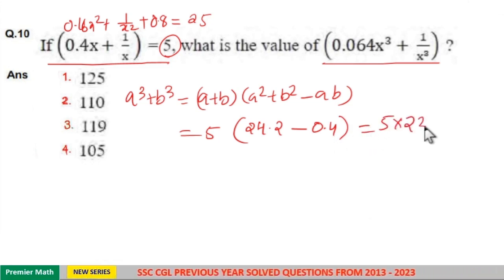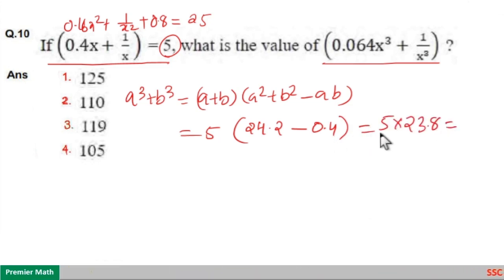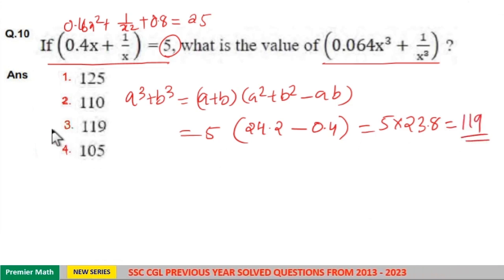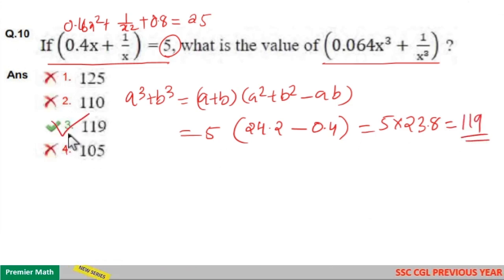So 5 into 23.8: 5 into 20 is equal to 100, 5 into 3 is equal to 15, 5 into 0.8 is equal to 4. So 115 plus 4 is equal to 119. Option 3 is your answer.